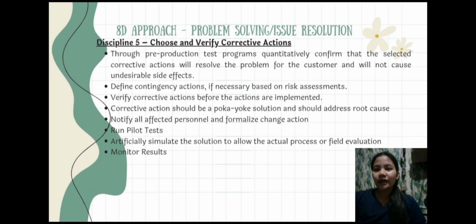In Discipline 5, reproduction test: quantitatively confirm that selected corrective actions will resolve the problem and won't cause undesirable side effects. Contingency actions: define these based on risk assessment if necessary. Verification: verify corrective actions before implementation.